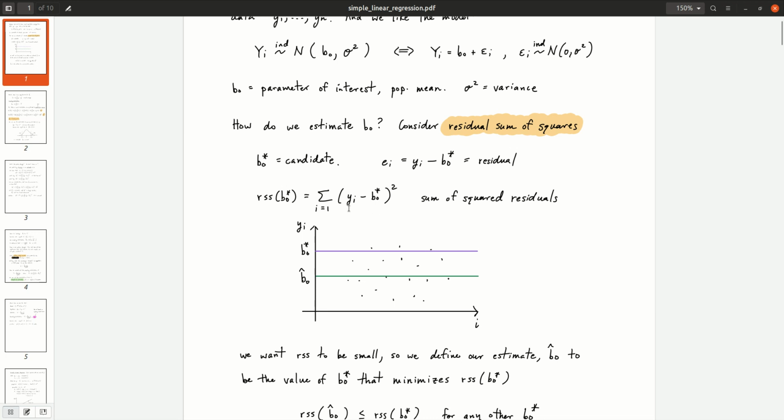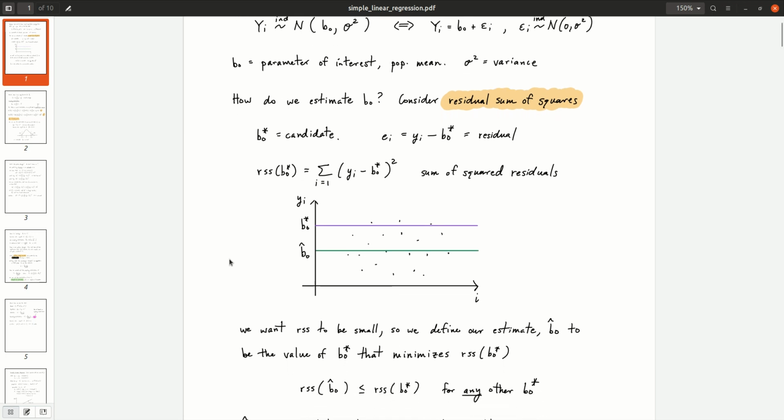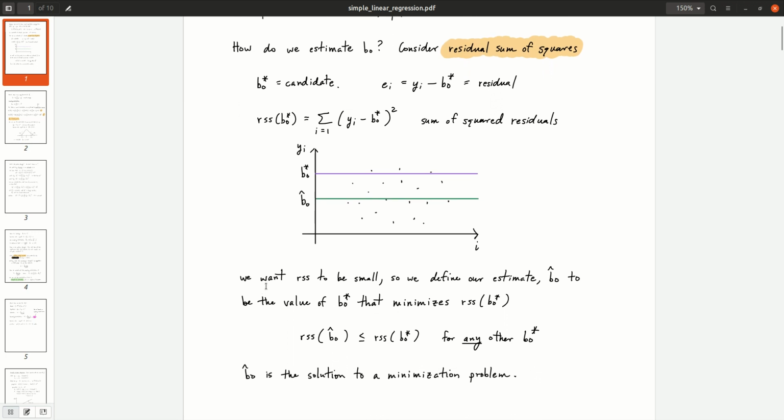So if all of the squared residuals, or the sum of the squared residuals, are small, that's good. That means the B0 star is close to the observations yi. And then we define our estimate B0 hat to be the value of B0 star, the particular candidate, that minimizes this residual sum of squares. So what that means mathematically is if we plug B0 hat into this function, residual sum of squares, it's going to be smaller than the residual sum of squares with any other particular candidate plugged in.